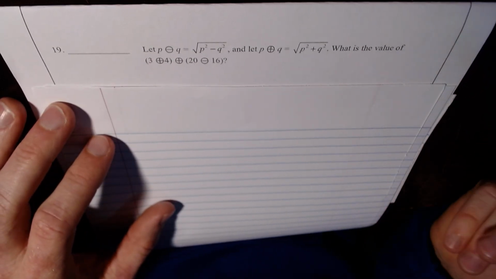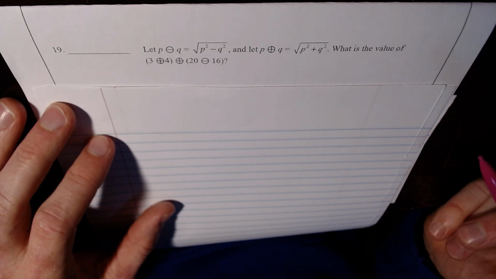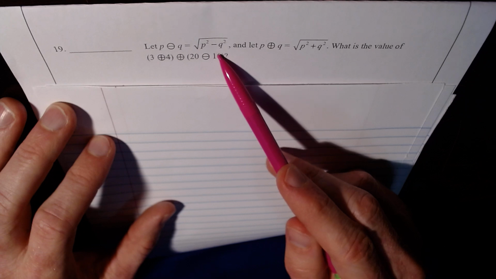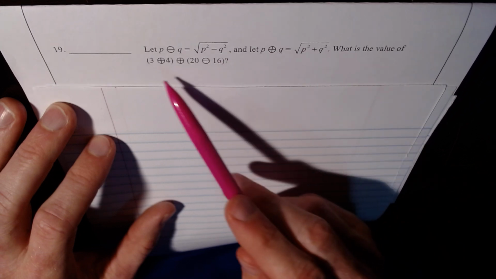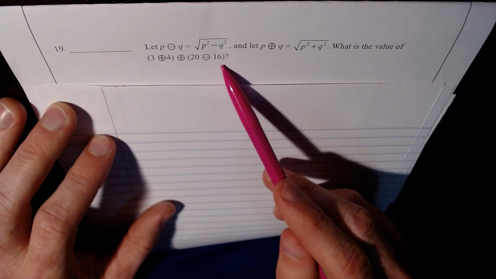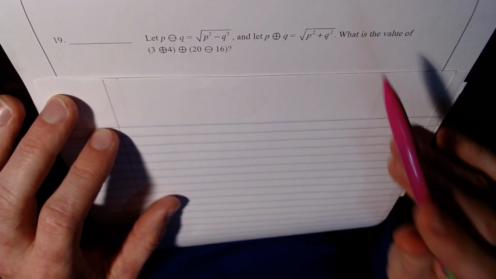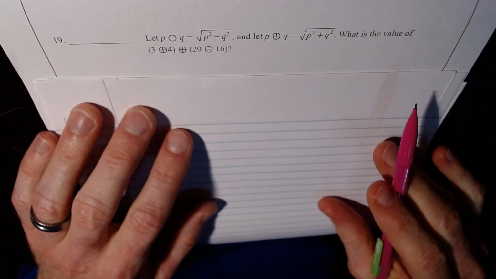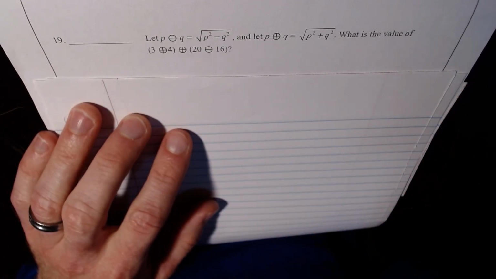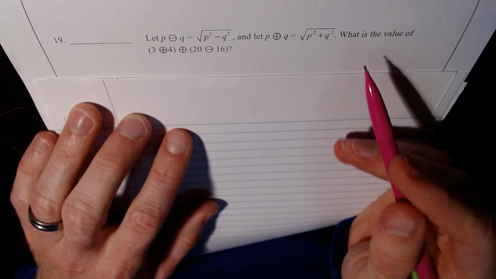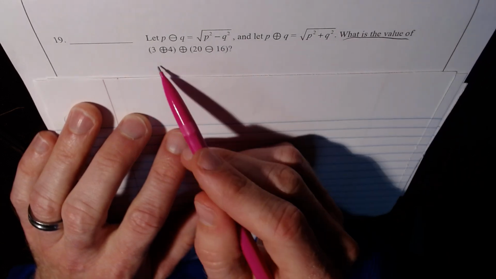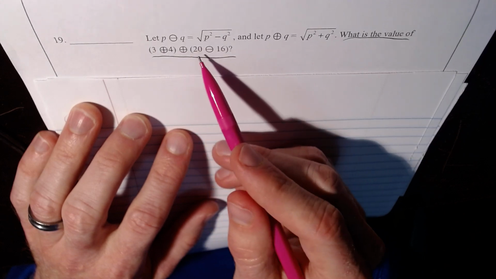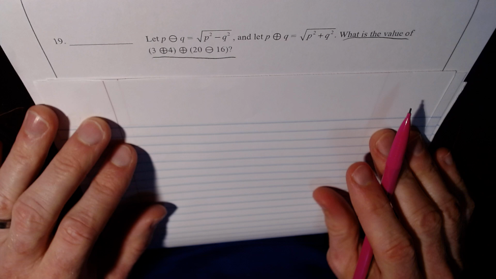So this is a very common math competition kind of question where they'll define some functions and then ask you to use those functions. The key to this is just to go through it step by step. The first thing in any question is to underline what it's asking you. So it's asking, what is the value of 3 circle plus 4, circle plus 20 circle minus 16?